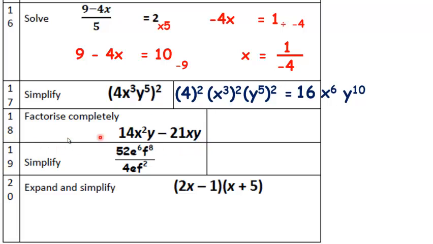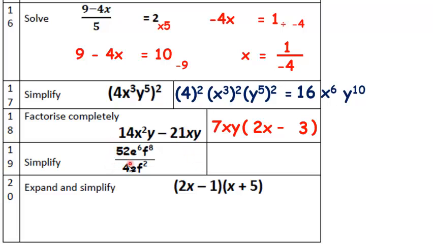Question 18. I need to factorize this. 14 and 21. 7 is the biggest number that can go into both of those. Both the terms have x's and both the terms have y. So I'm going to have 7xy outside the brackets. 7xy, 7 times 2 is 14, and that's an x squared there, so I need to put an x inside, and there's only one y, and I have only one y there, so I'm going to have 2x inside the brackets, minus, and 7xy times, it's simply going to be 3 to get 21xy.